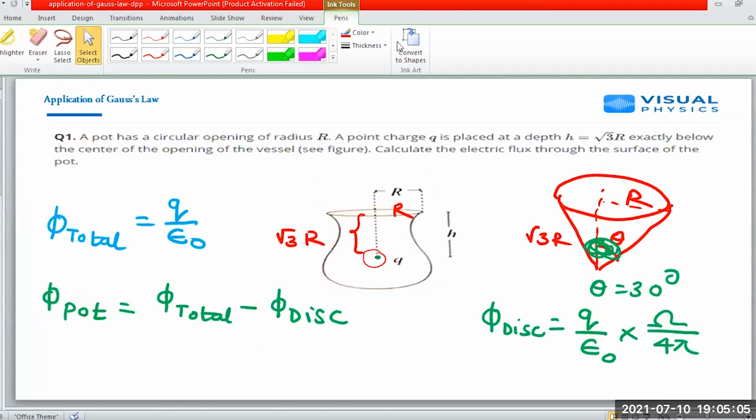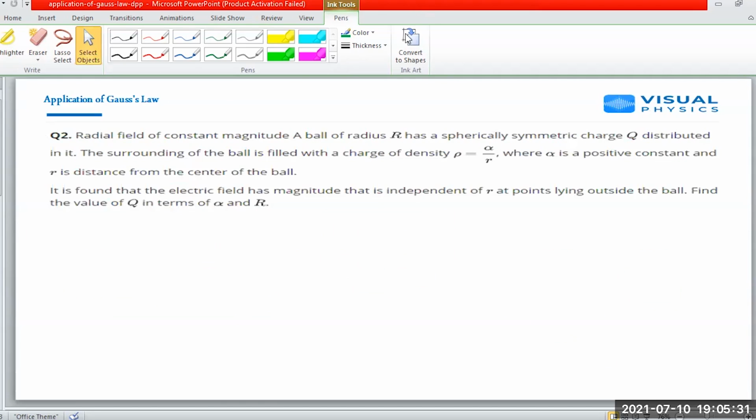The concept applied in this question is that the charge is inside a closed surface. If this whole pot was closed, then total phi would have been q by epsilon naught. But it is saying that the opening of the vessel means this much area I have to exclude. So phi of pot will be phi of total minus phi of this. This was the concept. Next, question number 2.